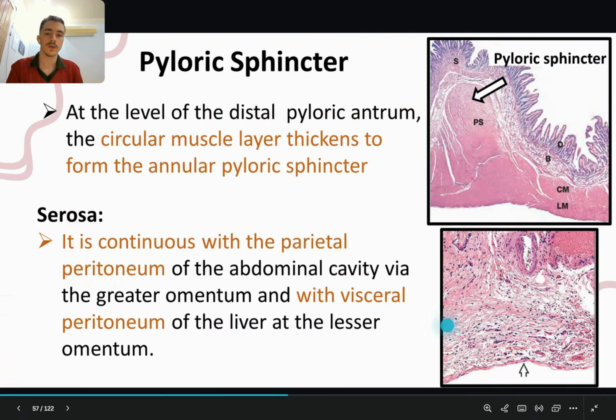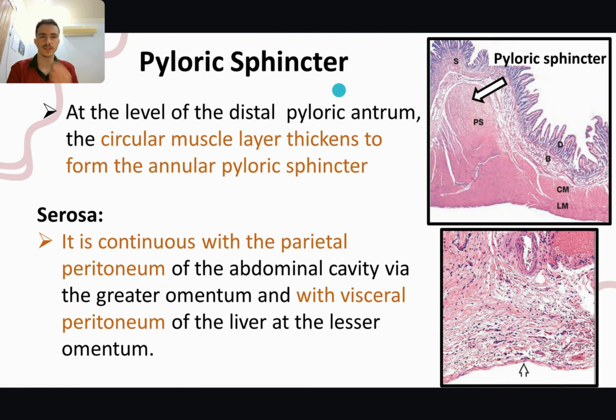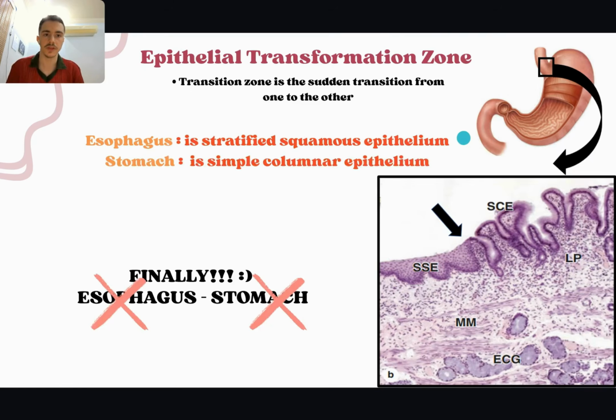For the pyloric sphincter, there's not much to focus on, but the pyloric sphincter is at the level of the distal pylorus, a sphincter at the end between the pylorus and the duodenum, and it's covered by serosa. It continues with the parietal peritoneum in the abdominal cavity. This is one you can see.